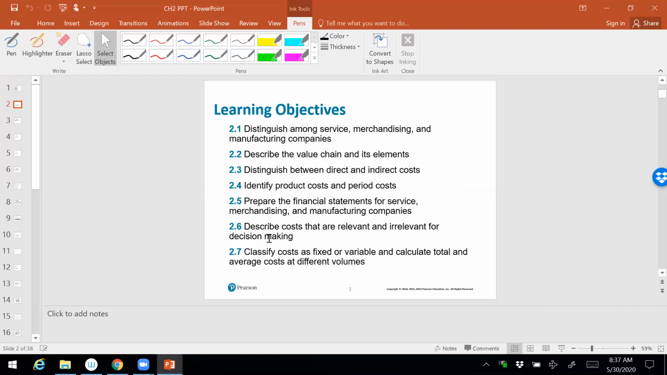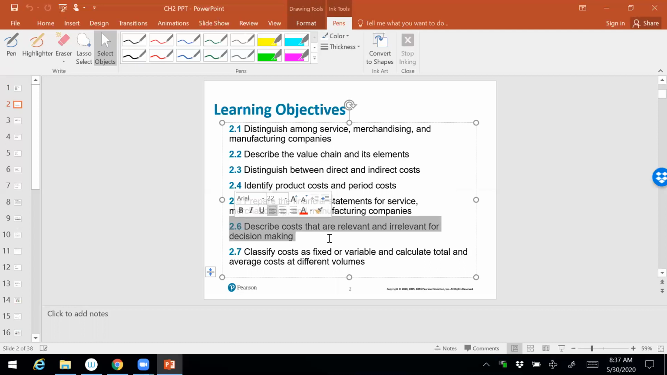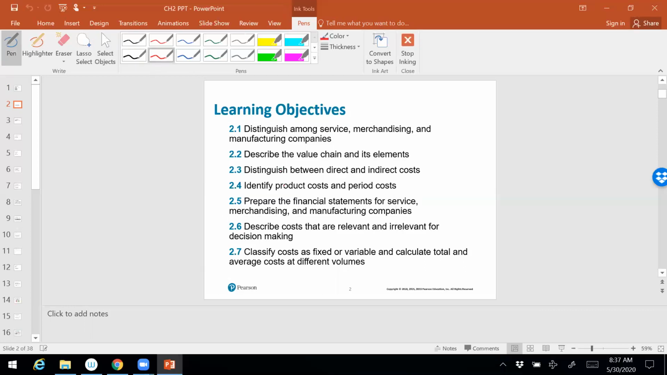2.6 actually, I don't think you need to know 2.6 honestly. So don't even worry about this one. I will delete 2.6 later in your PowerPoint there. We don't need to worry about this one. And then 2.7, fixed cost and variable cost, will be talked about in chapter 6. So I deleted 2.6 there. We don't need to worry too much about this one. Okay, I deleted it in the Blackboard. Okay, now let's get started.